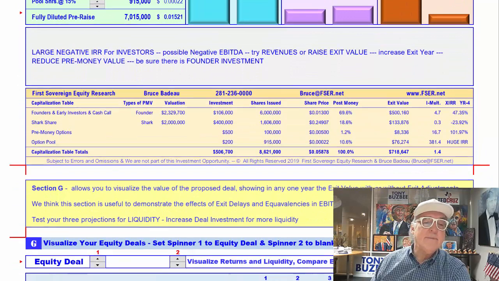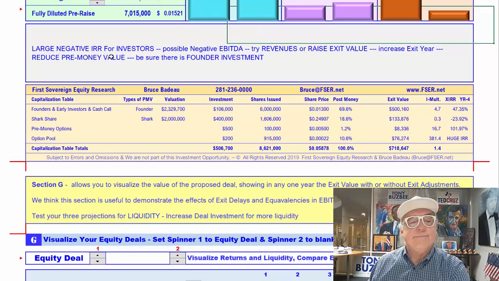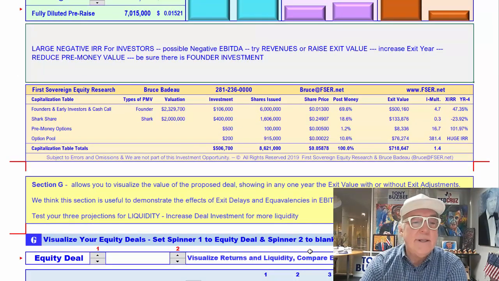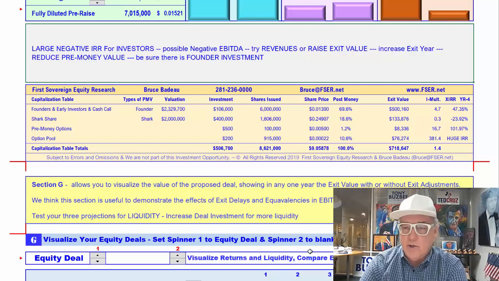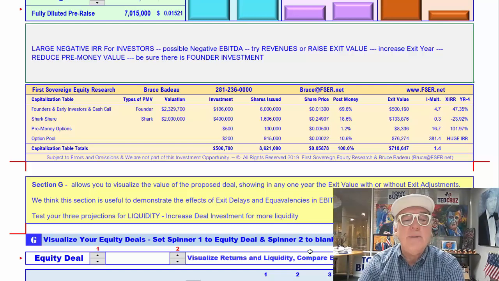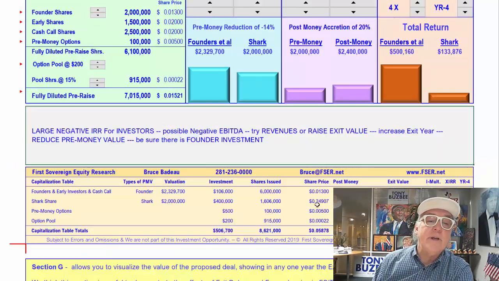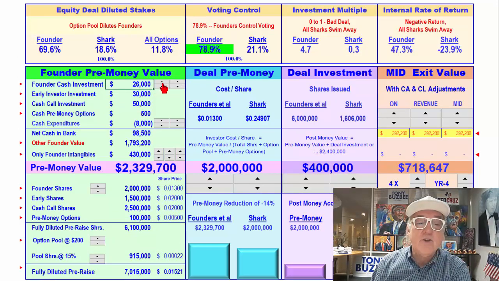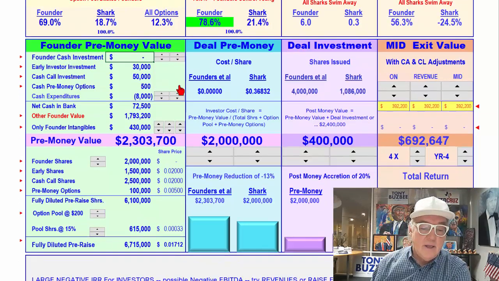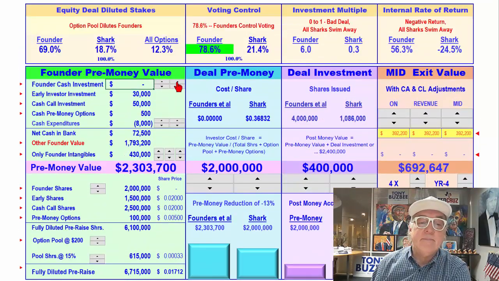Let's go scroll down here. Now, this is actually telling you, it says large negative IRR for investors, possible negative EBITDA, try revenues or raise exit value, increase exit year, reduce pre-money value, be sure there is a founder investment. Well, yeah, we got a founder investment right there. If you zeroed it out, it'll cause trouble. I'll show you why. Watch this. Maybe this will go faster. Yeah, it causes trouble. All right, let's leave it at 26,000.